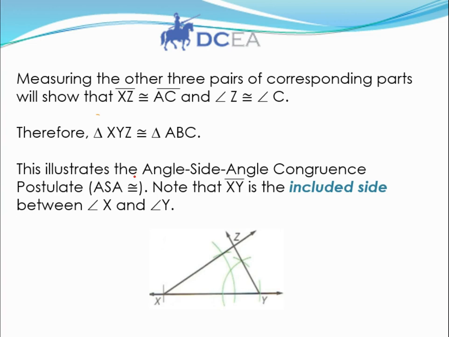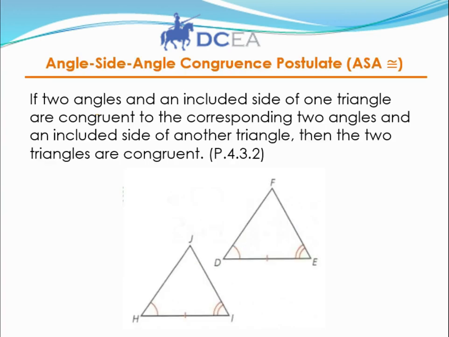Please note that XY is the included side between the 2 angles. So we proved these 2 angles, angle X and angle Y, and we also proved the side XY, and that side is in between the 2 angles. It's included in between, just like in SAS, the angle had to be included in between the 2 sides. In ASA, the side has to be included between the 2 angles. It is the angle side angle congruence postulate, ASA.